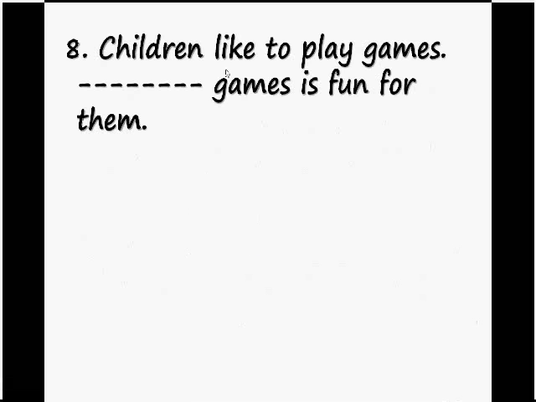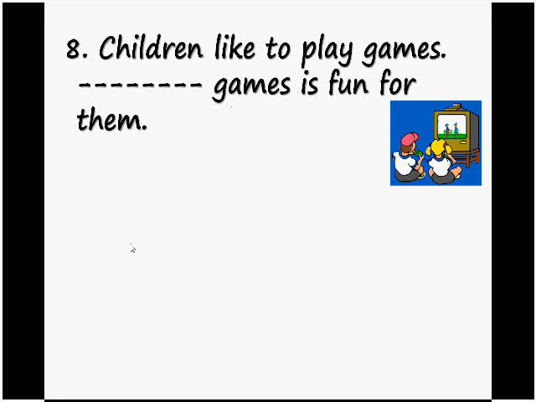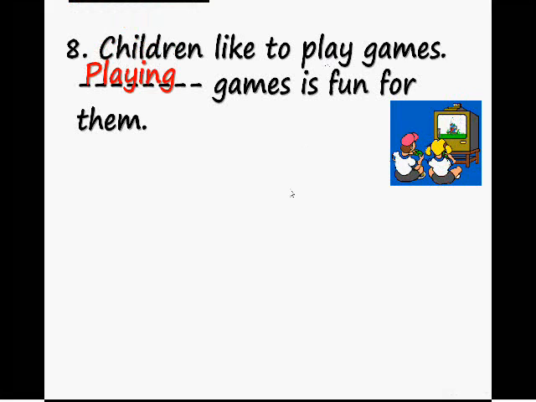Number 8, children like to play games. Something games is fun for them. Okay? So of course, here we have 2 children. They are doing what? Yes, they are playing games. So, they like to play games. Then if I want to change this into the action itself, so then I'm going to do what? Playing games is fun for them. Very good. So I have here playing games. I changed the verb play into playing by adding the suffix ing.